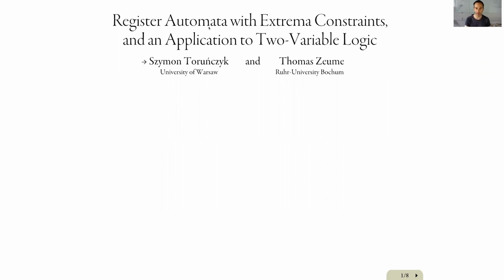So I'll start with stating the main results of the paper, and then I will explain what they mean and how they are proved. So the first main result states that satisfiability of two-variable logic with two linear orders is decidable.